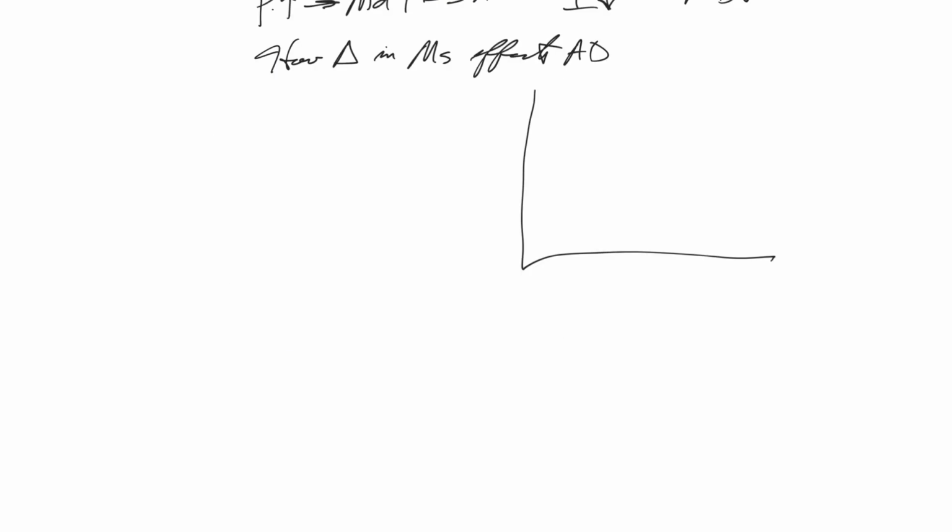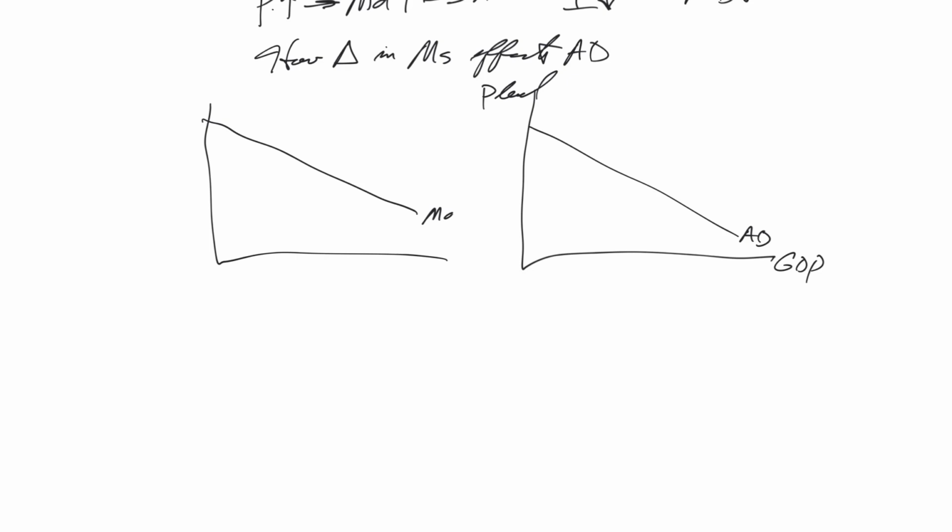Okay, we just saw how a change in the price level will affect the demand for money. Now we're going to look at how changes in the money supply affect aggregate demand. So here's the price level, this GDP or Q, and we'll just put aggregate demand there. And over here, we've got money demand and the money supply. Here's the equilibrium interest rate.